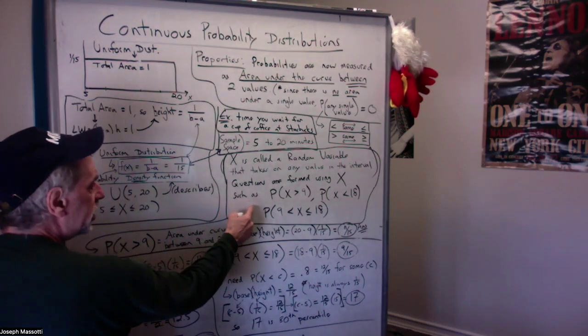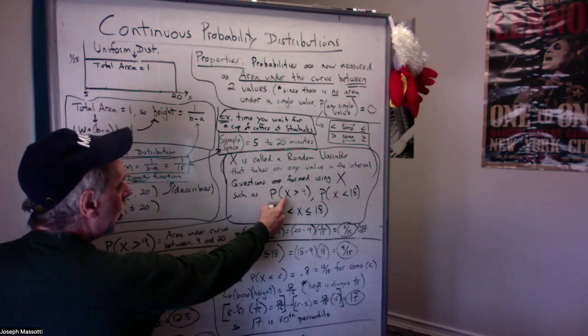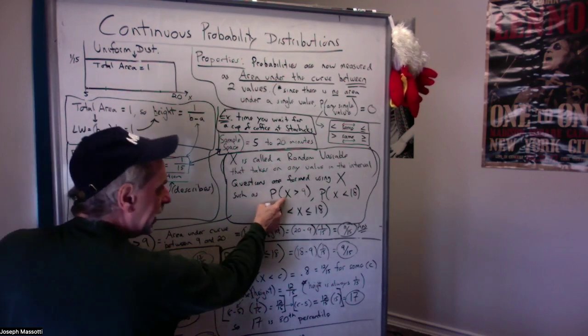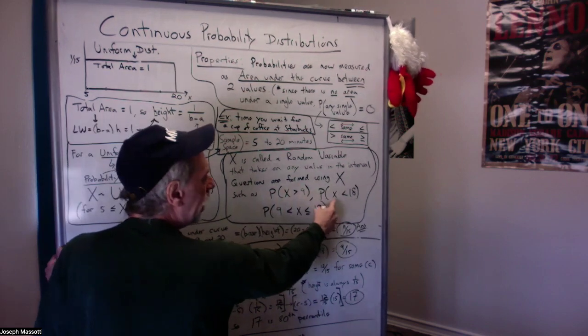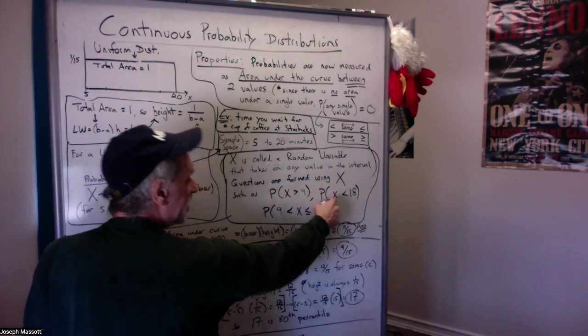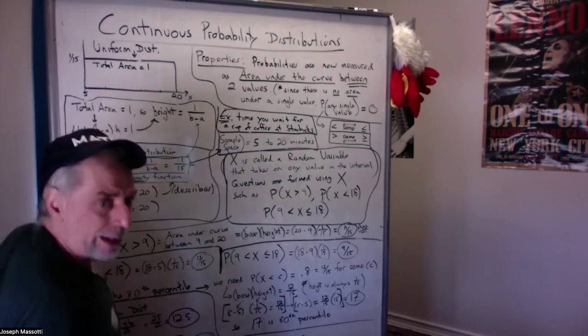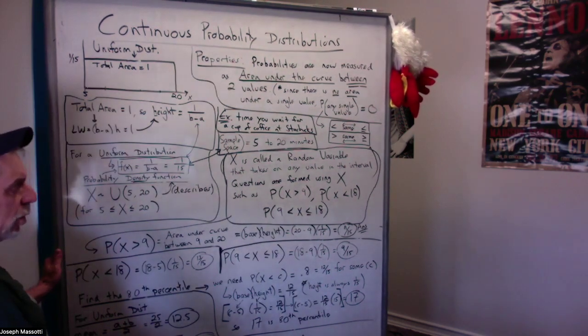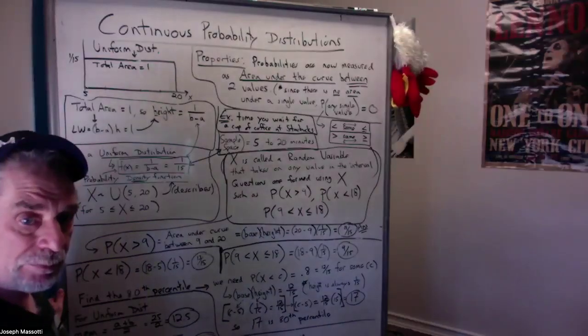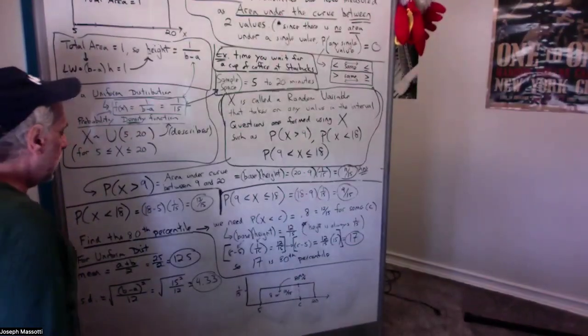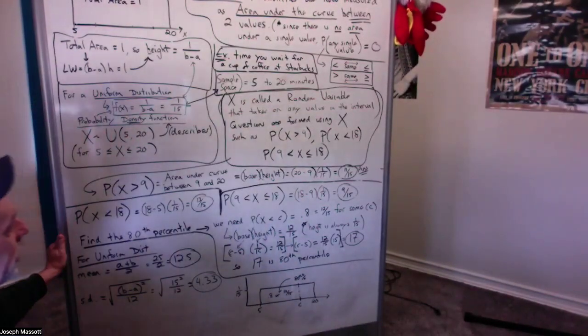So we're going to ask questions like this. What's the probability that your wait time is greater than 9 minutes? What's the probability that your wait time is less than 18 minutes? What's the probability that your wait time is between 9 and 18 minutes? So questions like that. These are the questions we want to be able to ask. So let's answer those questions.